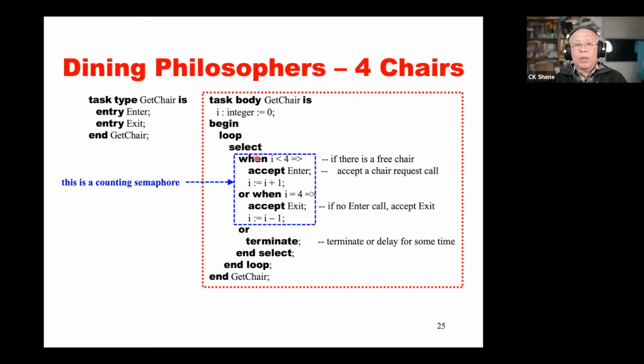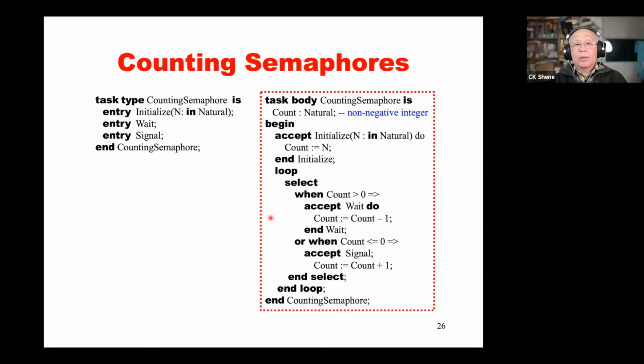Now notice here, this is just a counting semaphore, isn't it? So by taking this part out, we have a semaphore. A counting semaphore is a task. So it has an initialization, just as we did for giving each philosopher an ID, a wait and signal. So the task body has a counter. When this task starts running, it accepts the initialize entry call.